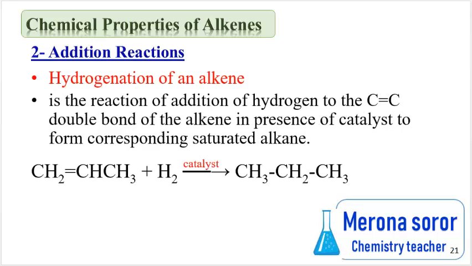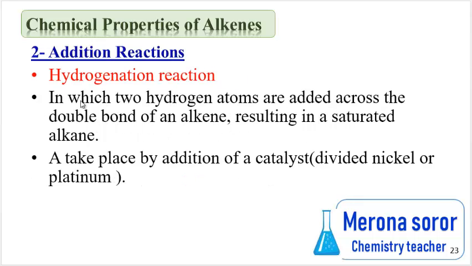Hydrogenation of alkenes is the reaction of addition of hydrogen to the C=C double bond of an alkene in the presence of a catalyst to form the corresponding saturated alkane. As an example, CH2=CHCH3 plus H2 gives CH3CH2CH3. In the hydrogenation reaction, two hydrogen atoms are added across the double bond of the alkene, resulting in a saturated alkane. It takes place with the addition of a catalyst such as finely divided nickel or platinum.